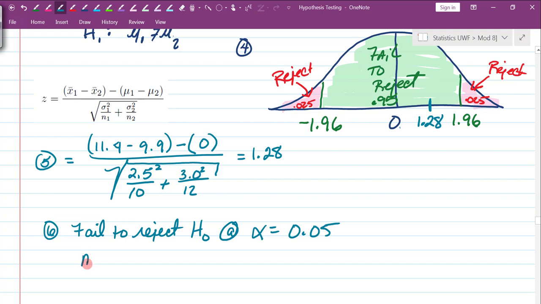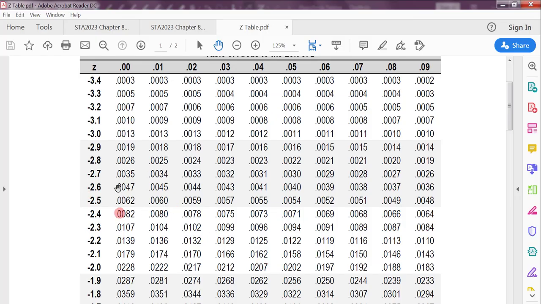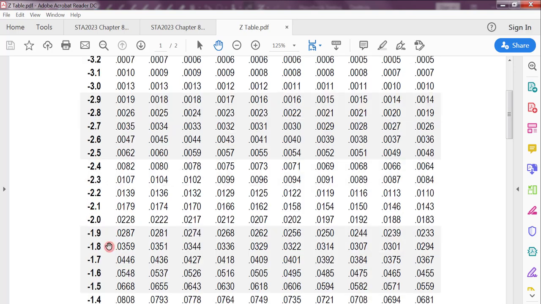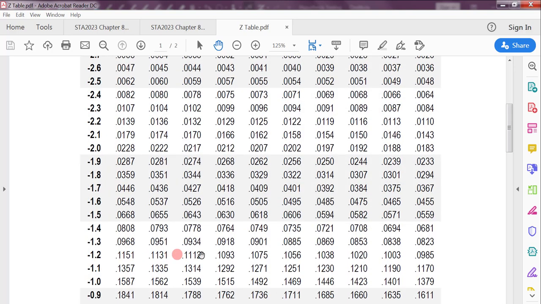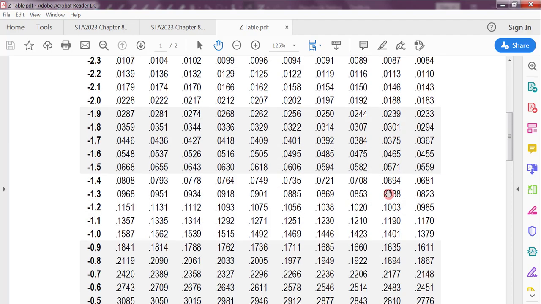Okay, so you can say my p-value is equal to, are you ready? So it's 1.28. So we have to come into the tables. It's a two-tailed test. So we're going to come over to negative 1.28. So it's all the way over here, okay? Because the last one is a 9, so the second to last is the 8. So 1.28. So this is the area under the curve to the left of negative 1.28.